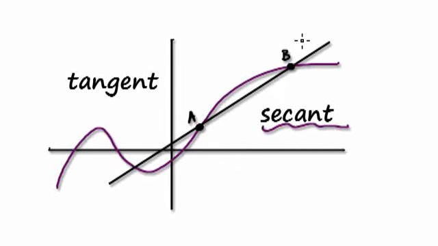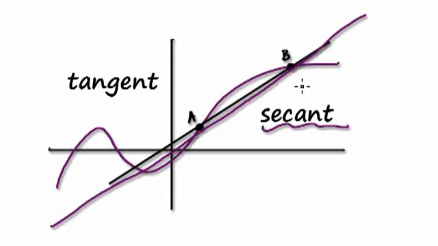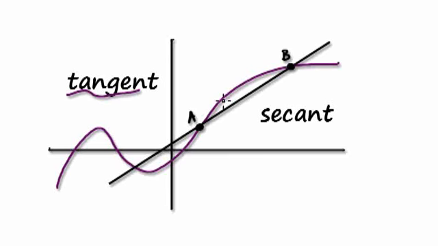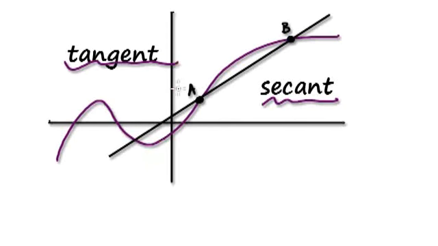So the secant line is the one that will join A and B together regardless of where A and B are. You're just going to draw a straight line. That there is a secant line. The tangent is the one that, suppose you want to find out the tangent at A, is a line that just touches the point A. Okay, so that's the difference between secant and tangent.